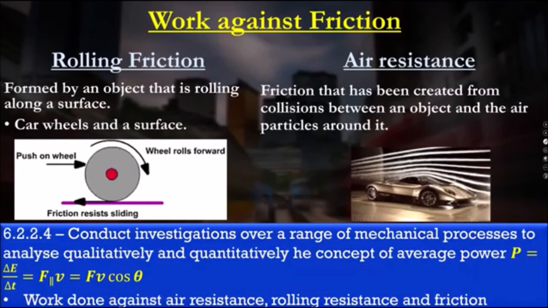Last one we're going to look at in terms of scenarios is work done against air resistance, rolling resistance, friction. So we'll go through a couple of these examples. Rolling resistance is where a car, let's say, is rolling against the floor, or the car wheels rolling against the road. Air resistance obviously comes to particular importance when developing sports cars, racing cars, and stuff like that.